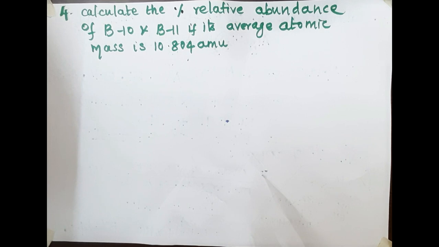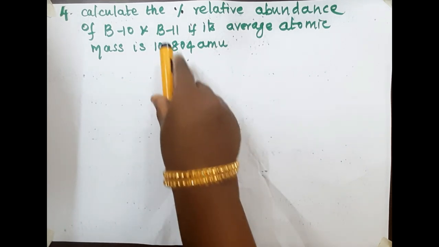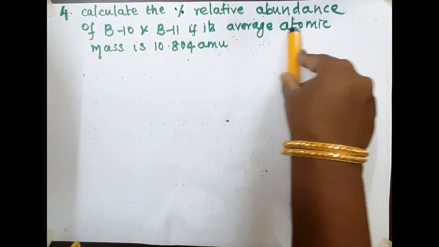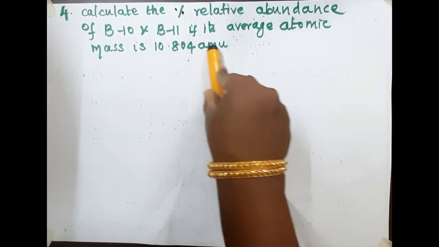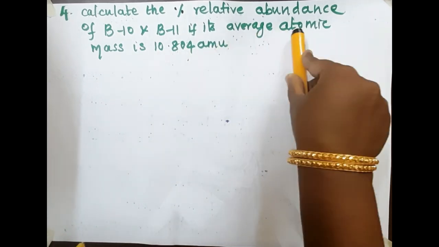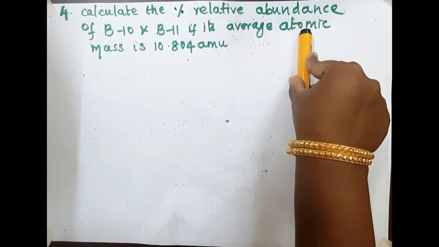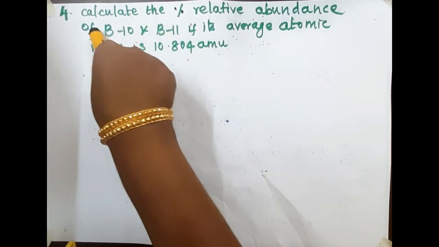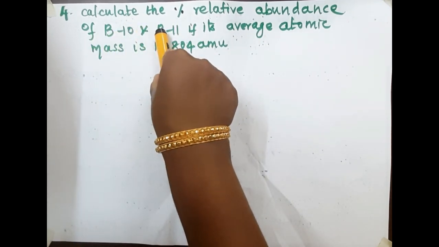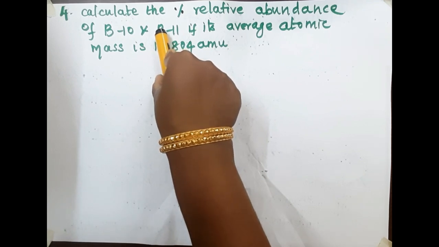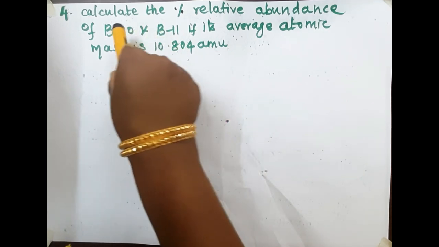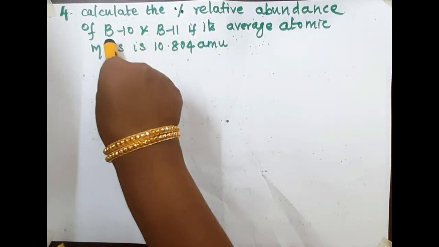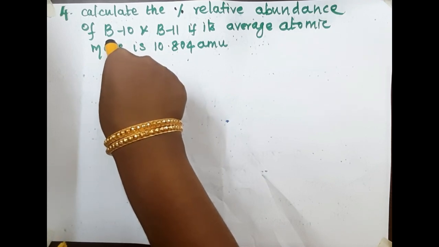The last question: calculate the percentage relative abundance of boron 10 and boron 11 if its average atomic mass is 10.804 AMU. Children, first, what is average atomic mass? Average atomic mass of an element is calculated by adding the mass of its isotopes, each multiplied by their natural abundance. Boron 10 and boron 11 are the isotopes of boron, and they have their own natural abundance.